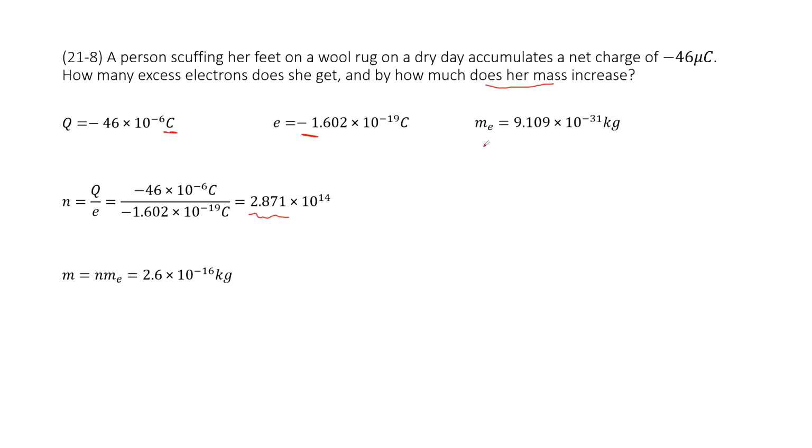So you can check your textbook, you can get the mass of each electron there. So using the number of electrons times the mass of each electron, you get the mass of the total electrons. This is the increased mass, right there.